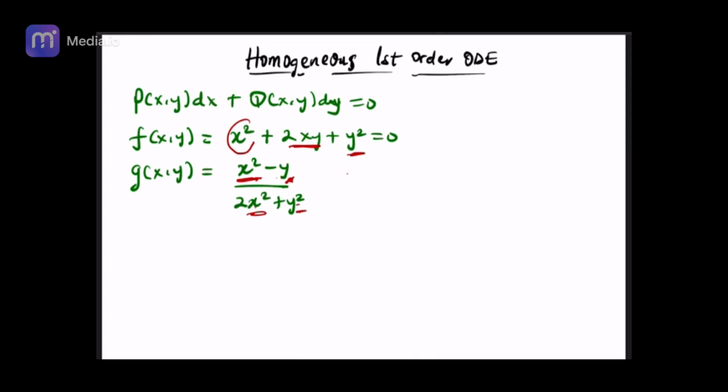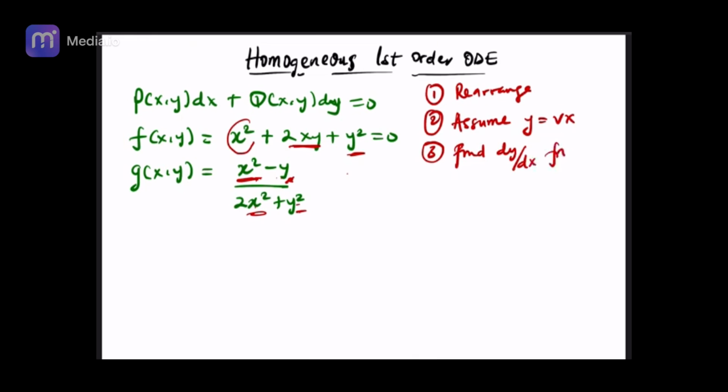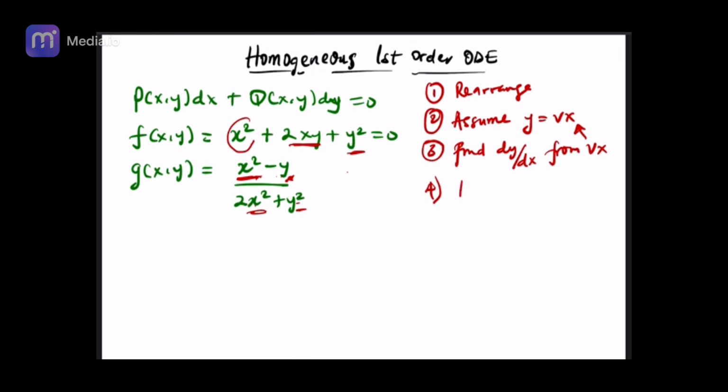Therefore, to solve a homogeneous differential equation, the first thing we do is to rearrange the equation if we want to. Number 2, we assume that y = vx. And number 3, we find dy/dx from y = vx. And finally, we separate our variables and find our solution.